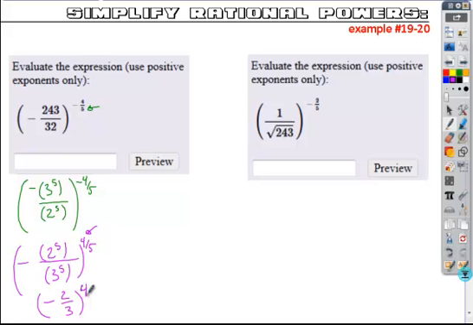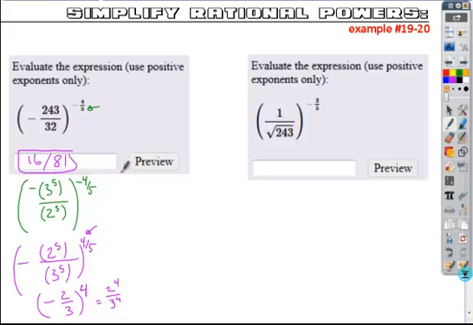And then when I apply the power of 4 to this entire base, a negative base to an even power becomes a positive. So I'm going to get 2 to the 4th over 3 to the 4th. And 2 to the 4th is 16, 3 to the 4th is 81. Okay? And so that would be the solution for this problem.